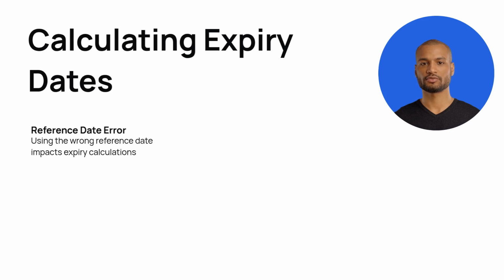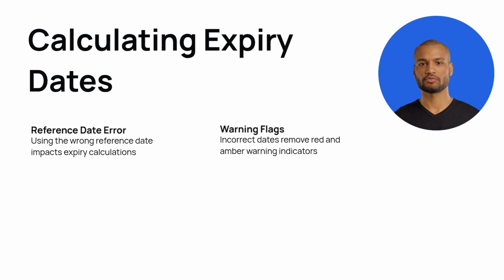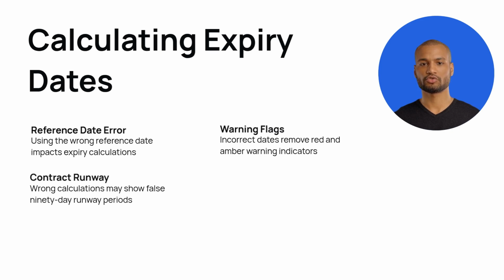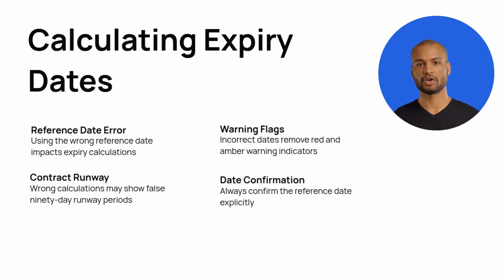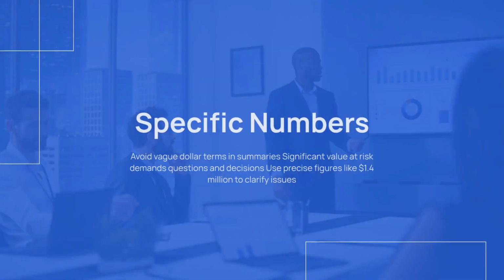The second common issue is calculating days until expiry using the wrong reference date. A single incorrect date can remove every red and amber warning flag from the renewal calendar. It can also make a contract appear to have a 90-day runway when it does not. To avoid reporting errors, always confirm the reference date explicitly in the prompt before calculating expiry timelines.